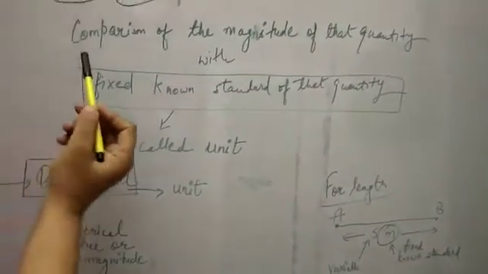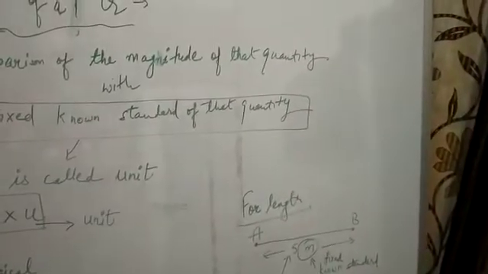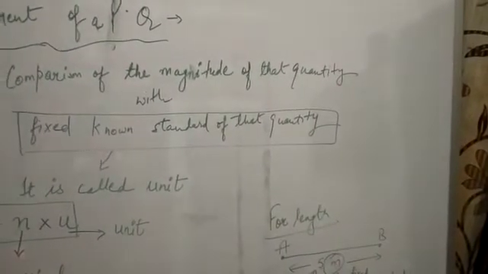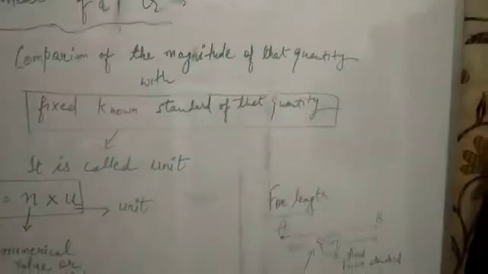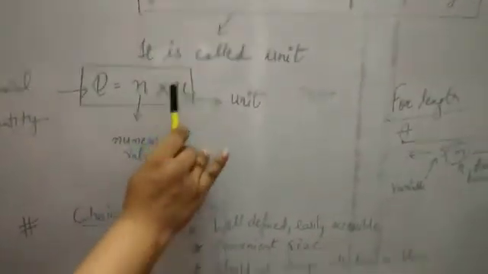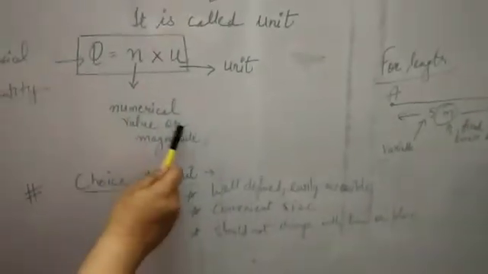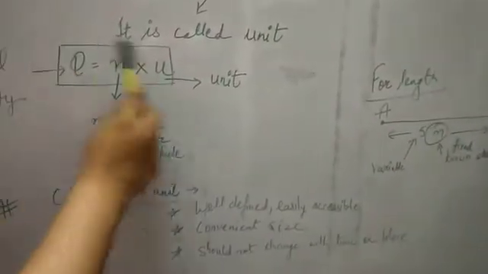Understood? So measurement of a physical quantity is comparison of the magnitude of that quantity with a fixed known standard of that quantity, and that fixed known standard of the quantity is called the unit. So every physical quantity is equal to the product of n into u. What is n here? n is the numerical value or magnitude and u is the unit. You have to learn this thing.